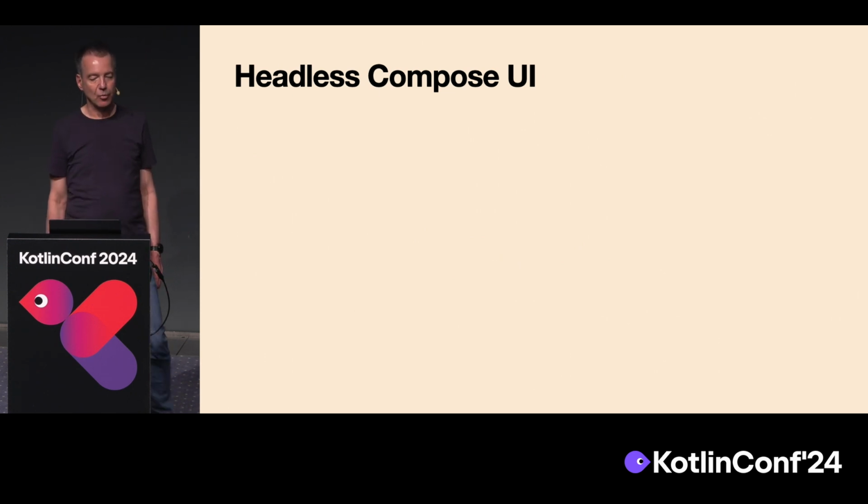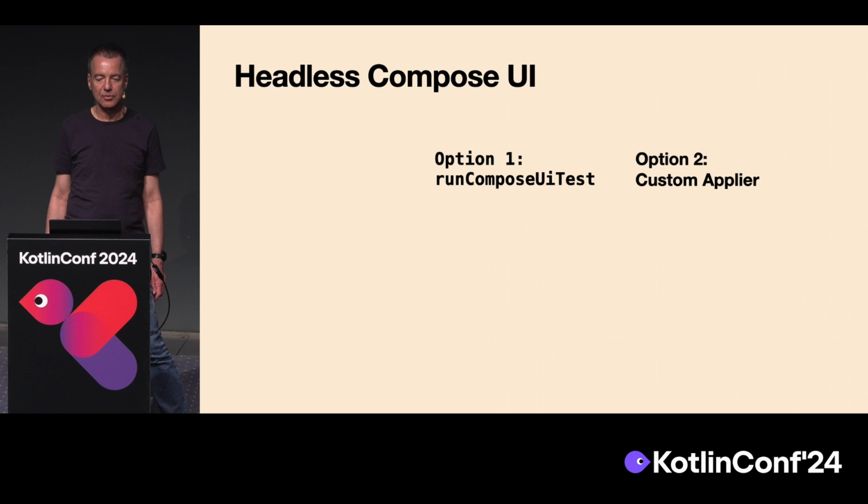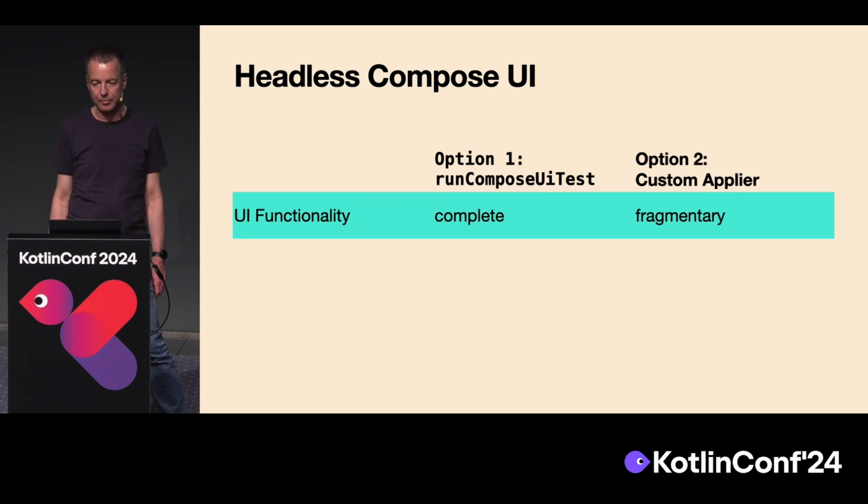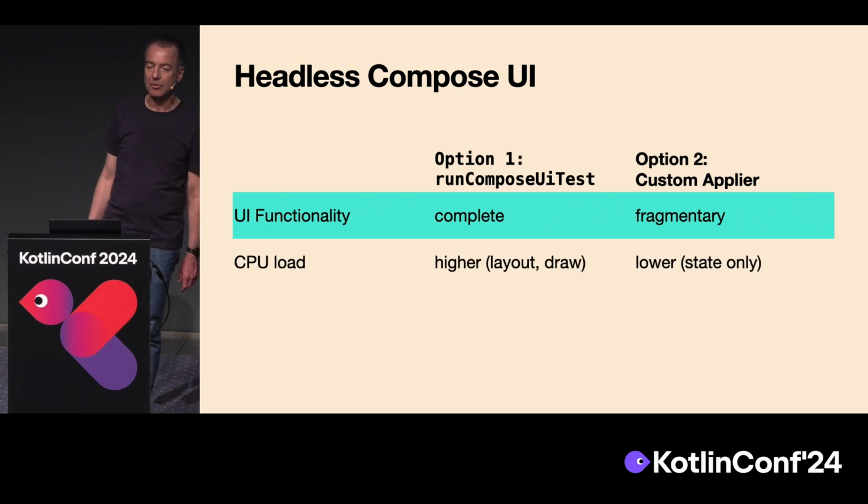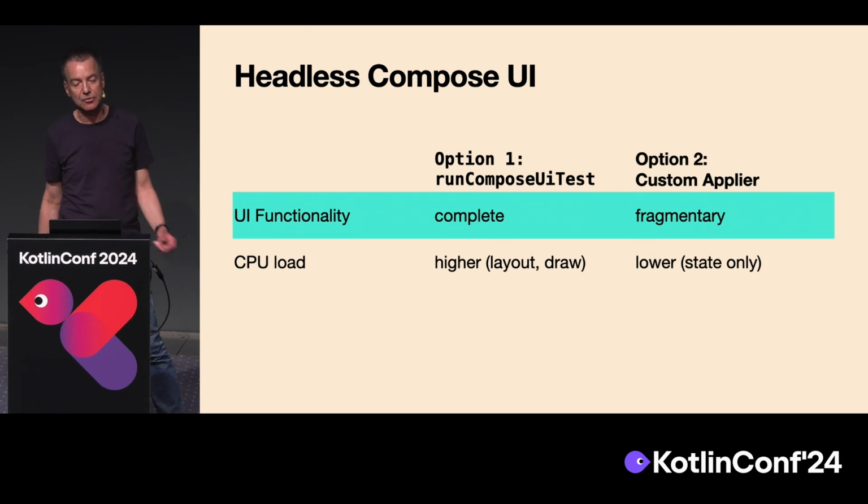So when would we prefer which option? Run Compose UI test, of course, provides the complete functionality of Compose, while our custom applier will be pretty fragmentary. Also, the CPU load of Run Compose UI will be much higher because it will be doing layout and drawing, while our custom applier would just be doing state management, so way less. And this could actually be an advantage because remember, we're all integrating this on a single JVM, so maybe we don't want to use the CPU mostly for driving the front end because that would distort the reality of the system. So Run Compose UI test may not be optimal for this.